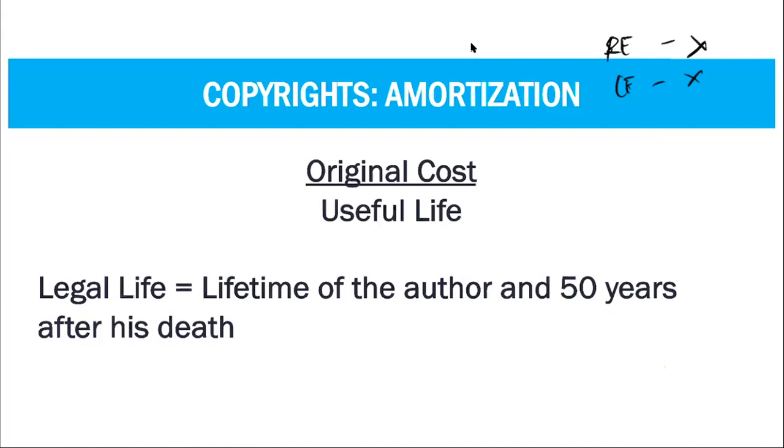So how do we amortize it? Original cost over useful life. But take note, we use your useful life instead, not legal life. Sir, why not legal life? Because the legal life is the lifetime of the author plus 50 years after his death.